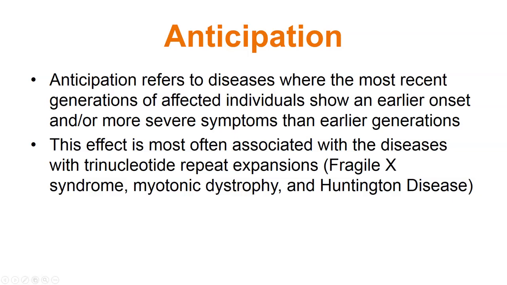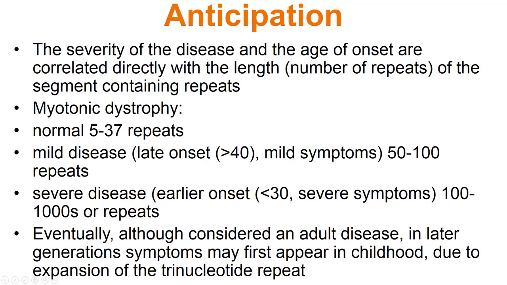You do see it with Fragile X syndrome, where later generations of people with Fragile X syndrome are more severely affected. But Fragile X syndrome typically presents in childhood anyway, so the places where it's most evident, where it's really blatant, are in the cases of myotonic dystrophy and Huntington disease. Why is that? I'm giving you Huntington or myotonic dystrophy as an example.